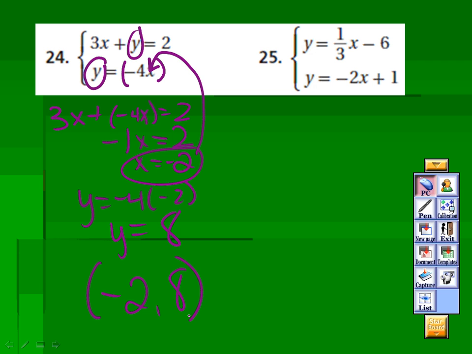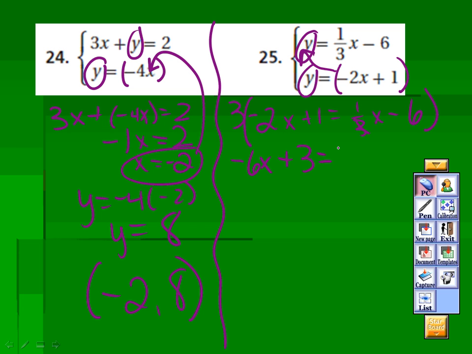Now that problem is way too easy to be on a test question. Number 25, both of these are equal to y. So using substitution, I'm going to put the negative 2x plus 1 in place of y. Negative 2x plus 1 equals 1/3 x minus 6. I don't really like that 1/3, so I think I'm going to multiply everything by 3 to get rid of my fraction. That gives me negative 6x plus 3.